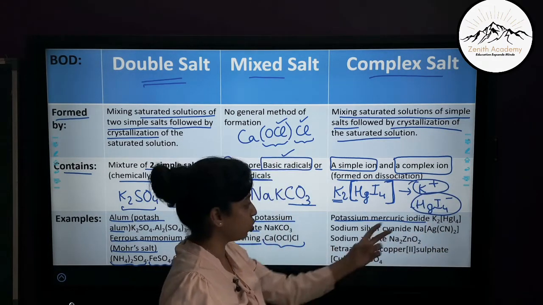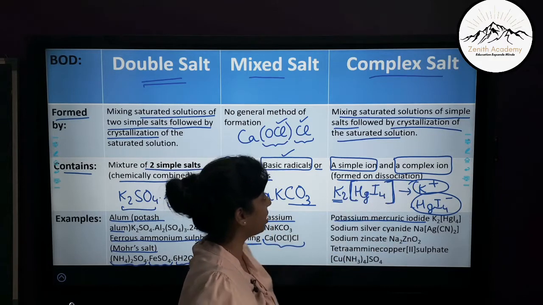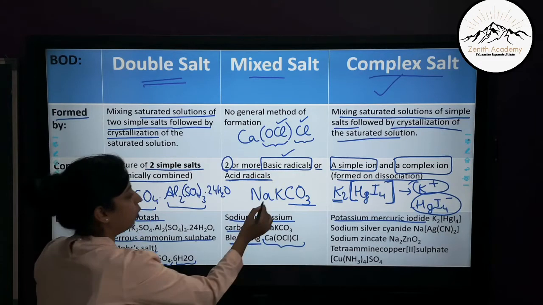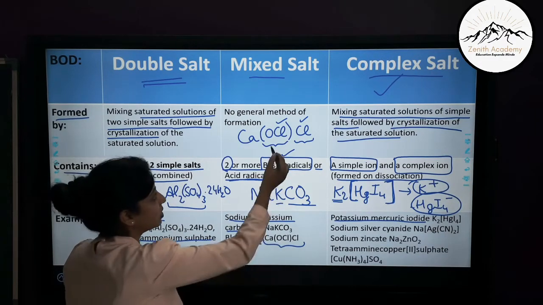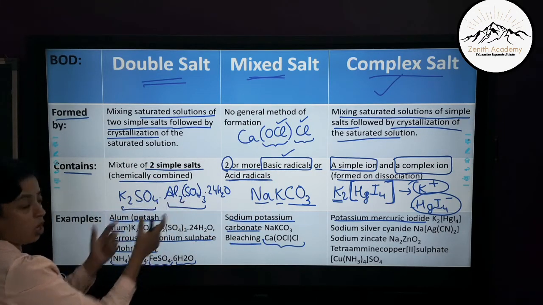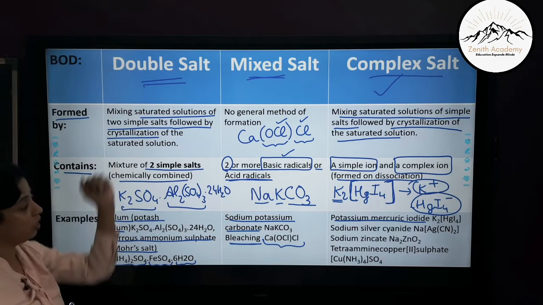So whenever you see a salt which has a simple ion and a complex ion, you can easily say it is a complex salt. Okay, whenever you see two cations or maybe two anions like this, you say it is a mixed salt. And whenever you see two simple salts chemically combined, it is a double salt.